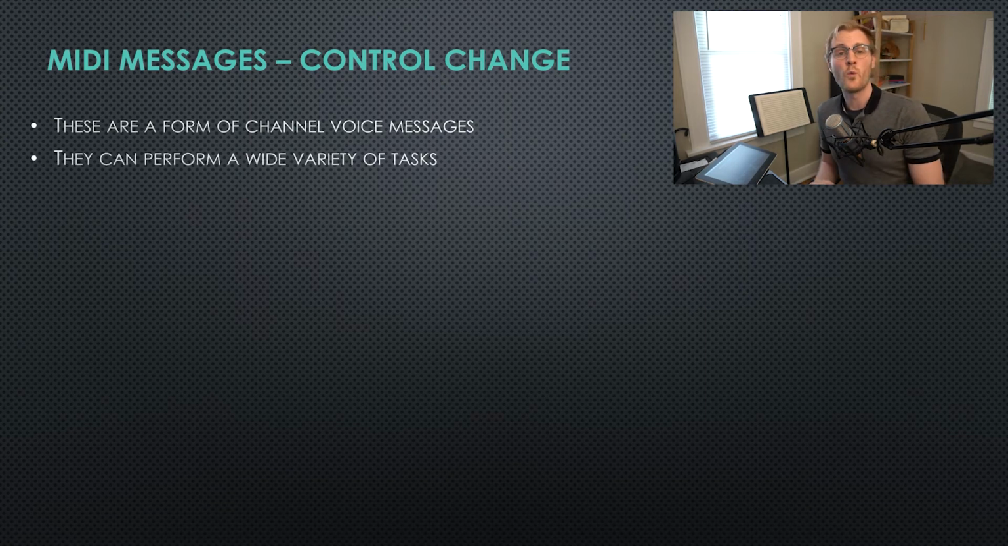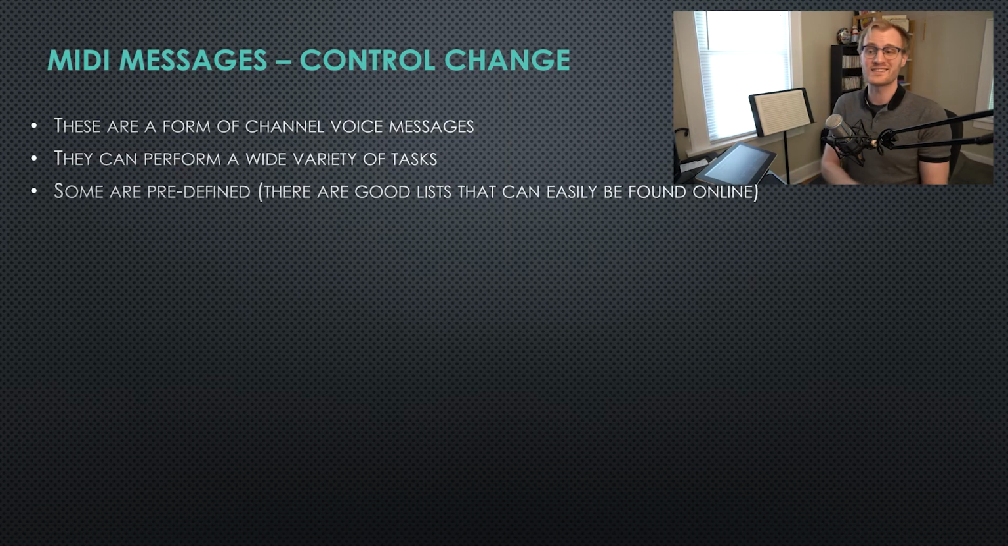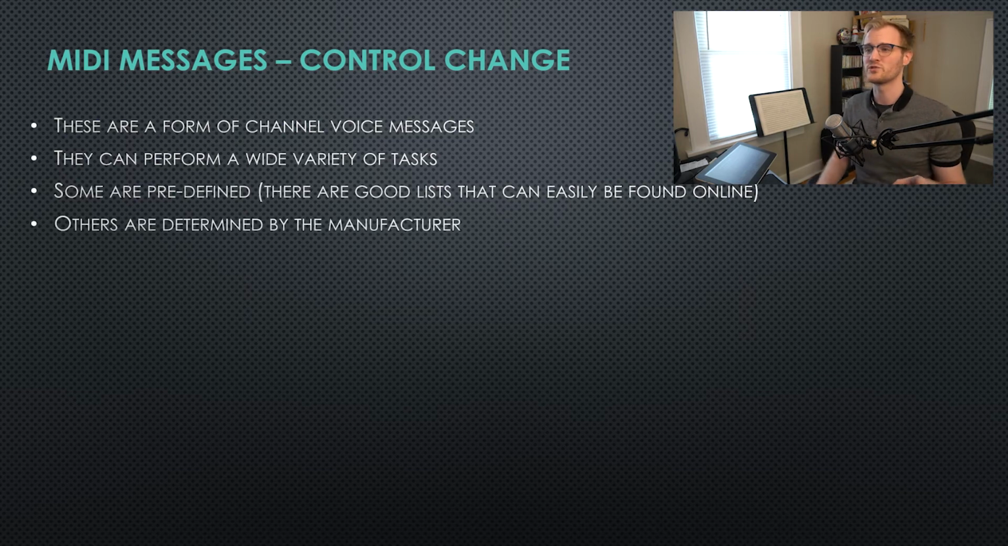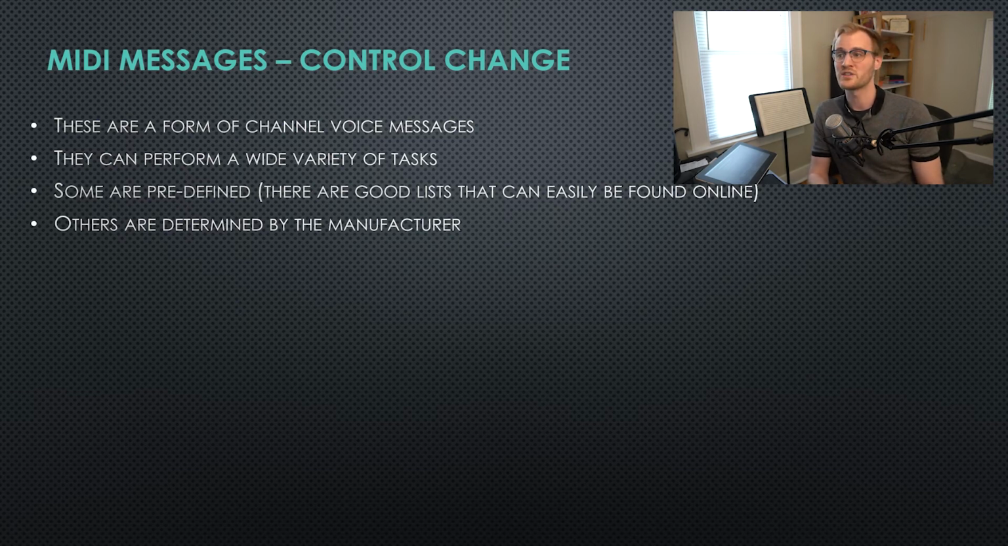They can perform a wide variety of tasks. And what's great is that some are predefined, and there are good lists online that can easily tell you what some of these standards are. But what's really great about these control change messages is that they're often determined by the manufacturer. So a company like Native Instruments might pick particular control change messages with particular values assigned to them.